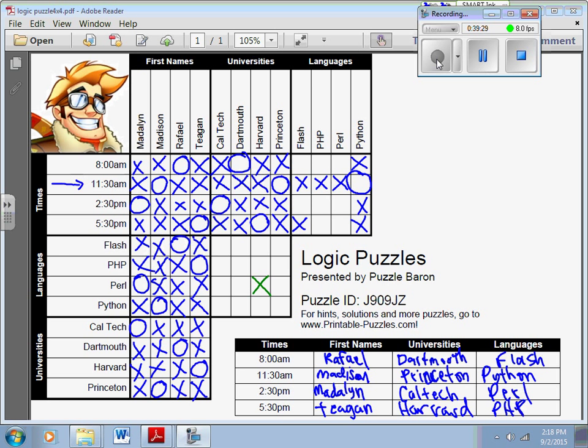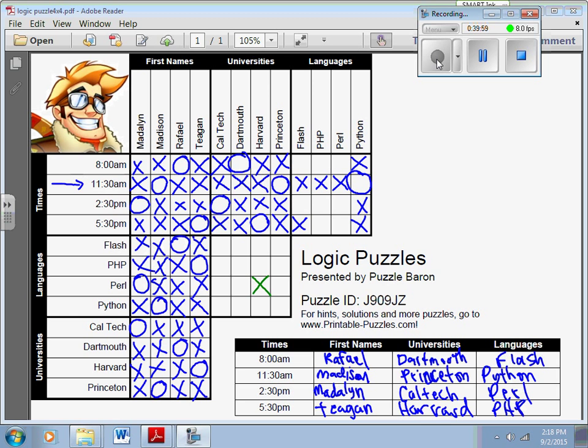So Raphael went to Dartmouth, he did the Flash program. Madison went to Princeton, did the Python program. Madeline went to Caltech and did the Perl program. And Tegan went to Harvard and did the PHP program. Those of you that got that right, that is correct, yes? That's what I put. Not when I read it. Something wasn't right when I read it. Okay. That's what I put.